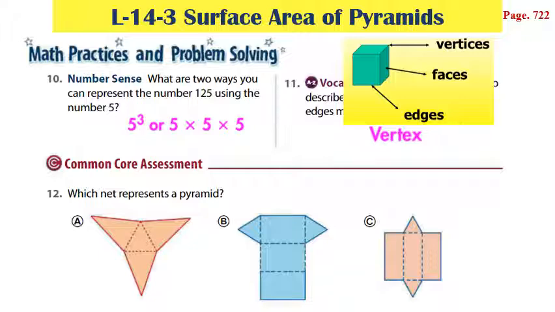Okay dear students, now tell me the answer for 12, our today's last question. Which net represents a pyramid? Great. Letter A. Only net A is a pyramid. It is letter B for a triangular prism and letter C also for another triangular prism. Good.